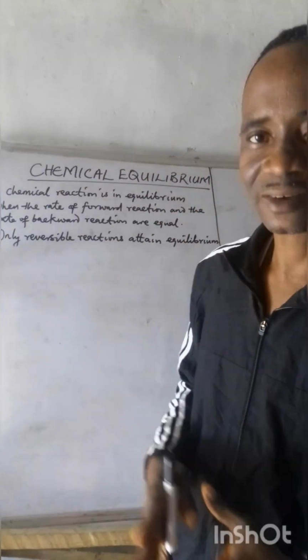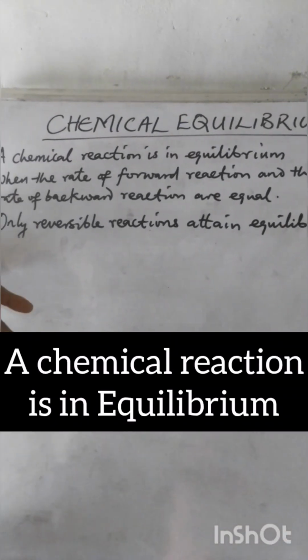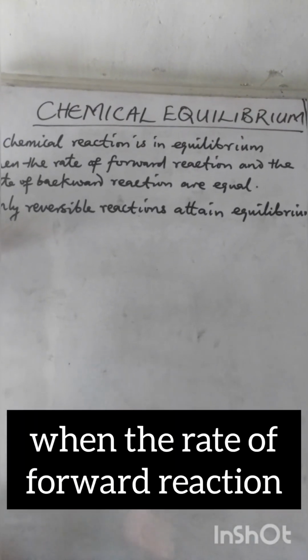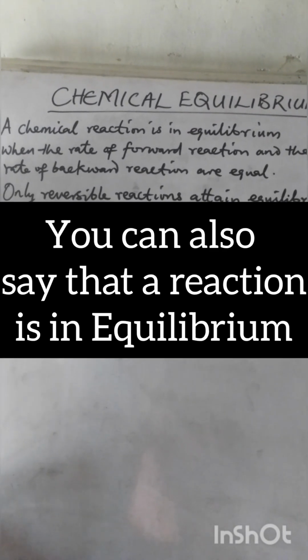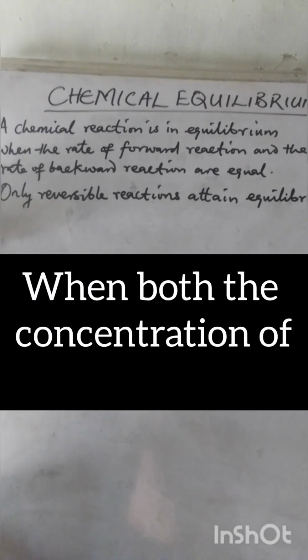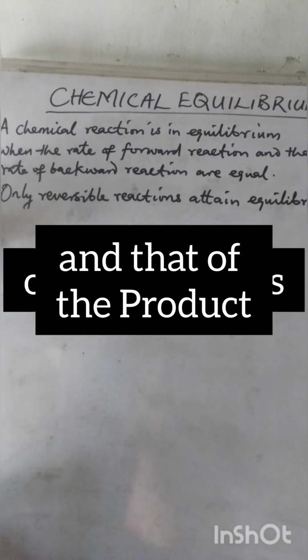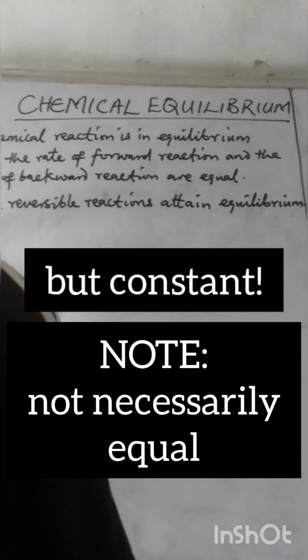Today we want to look at chemical equilibrium. What do we mean by chemical equilibrium, or that a reaction is in equilibrium? A chemical reaction is in equilibrium when the rate of forward reaction and the rate of backward reaction are equal. You can also say that a reaction is in equilibrium when both the concentration of the reactant and that of the product are constant, not necessarily equal, but constant.